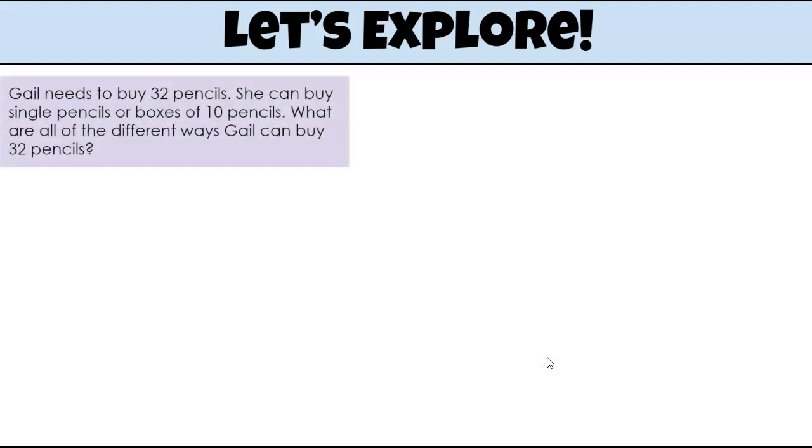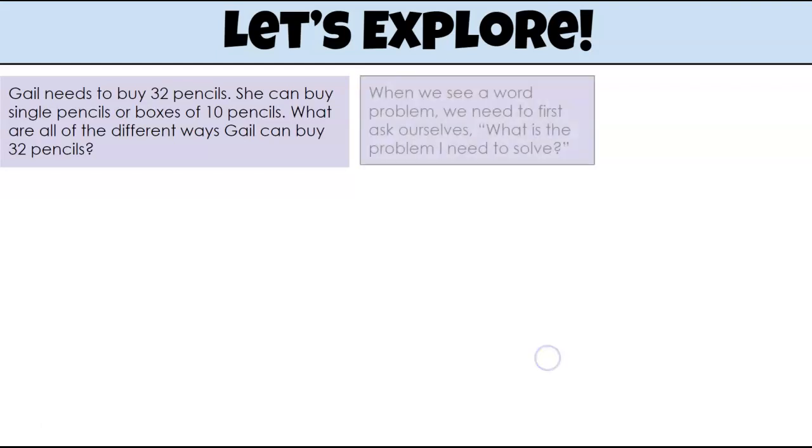All right, our story problem says, Gail needs to buy 32 pencils. She can buy single pencils or boxes of 10 pencils. What are all of the different ways Gail can buy 32 pencils? So we're going to look at this problem.